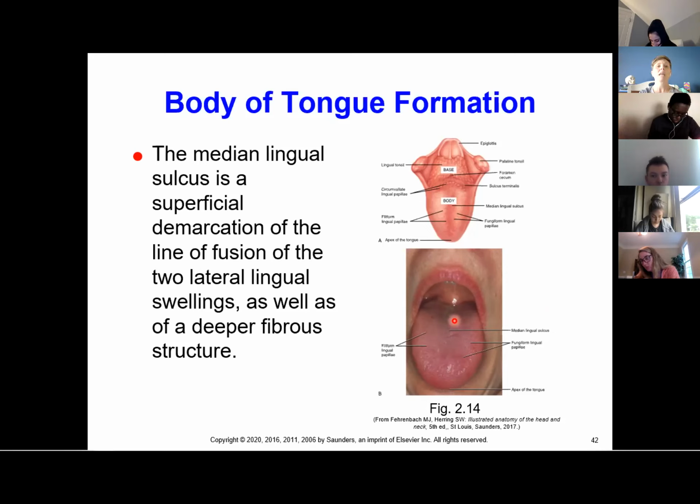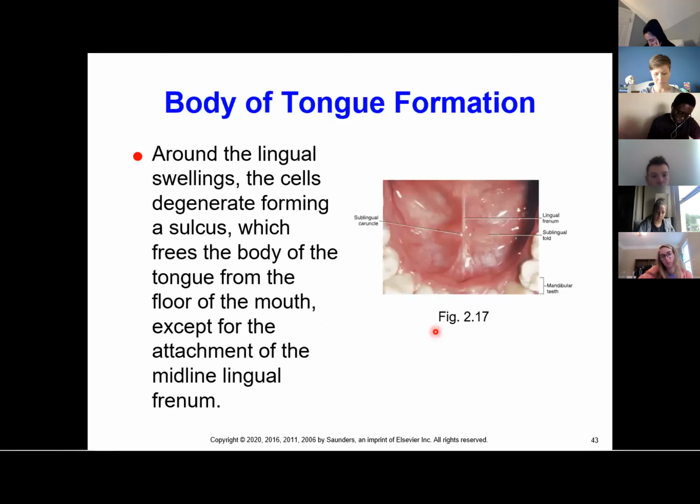As well as the two lateral swellings, there is a deeper fibrous structure. That was a lot of too many words right there. It gives that fibrous structure that makes it look almost like those two just fused together the whole time. And now that you've learned this, you look at it and you're like, oh yeah, I kind of see what it's talking about.